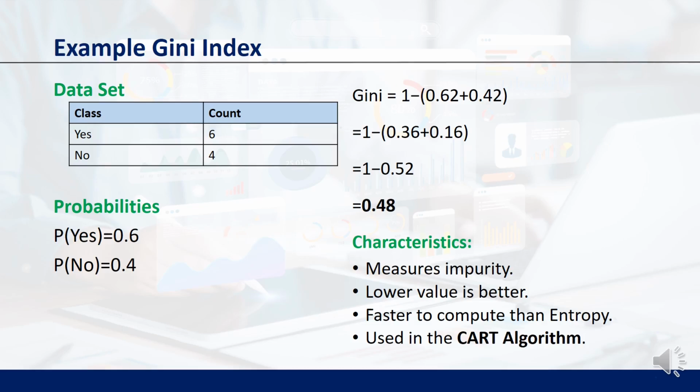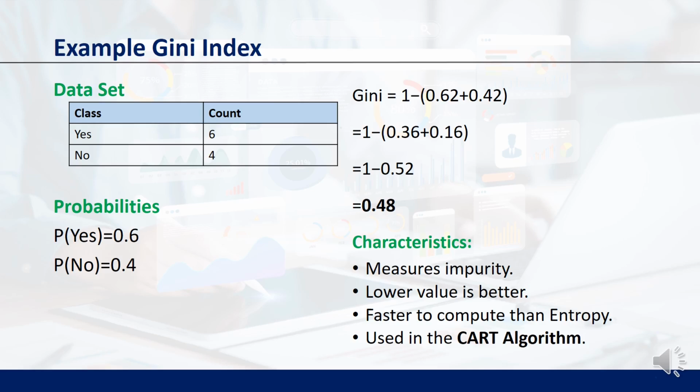Let us calculate the Gini index using a simple example. Suppose a dataset contains 10 records, 6 belong to class yes and 4 belong to class no. Therefore, the probability of yes is 6 divided by 10, which is 0.6. The probability of no is 4 divided by 10, which is 0.4. Now we apply the formula. Gini equals 1 minus 0.6 squared plus 0.4 squared. 0.6 squared is 0.36, 0.4 squared is 0.16. Therefore, Gini equals 1 minus 0.52. So, Gini equals 0.48.